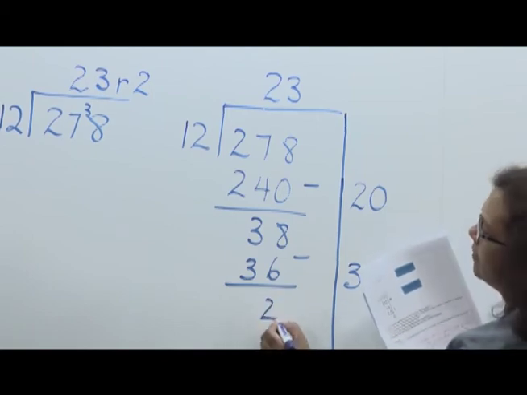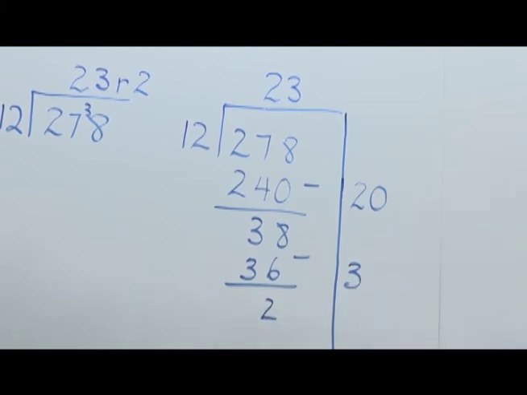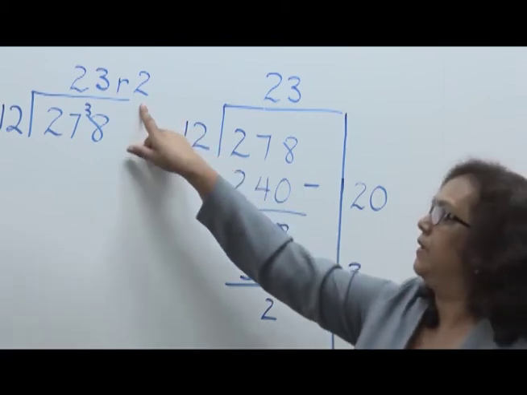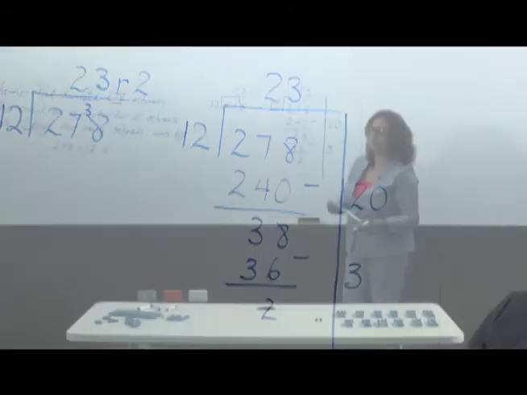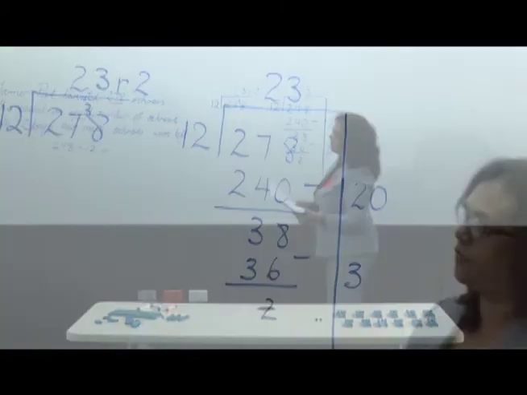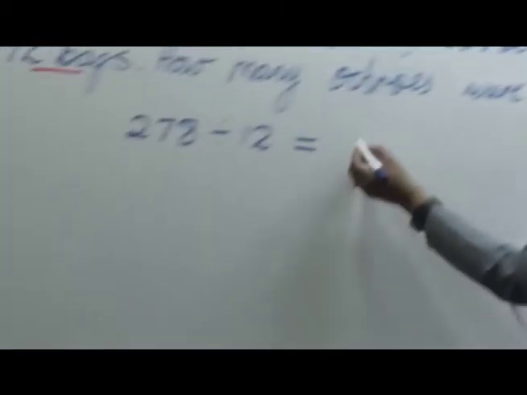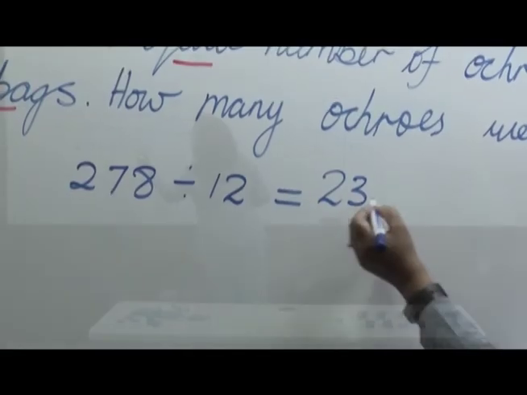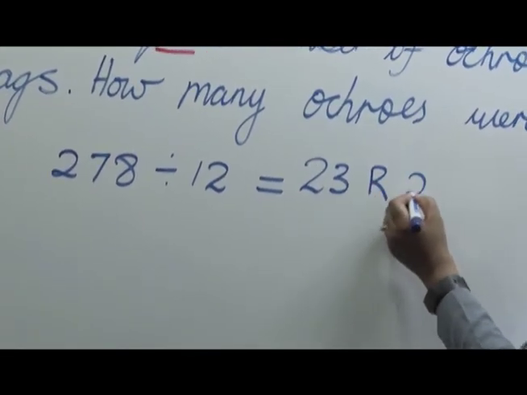And here I have a 2. I can do nothing further with this since this is less than the divisor. So 2 is the remainder, which is the same thing we got here, which is the same thing we got when we modeled our problem using the base 10 resources. So the answer to 278 divided by 12 is 23 with a remainder of 2.